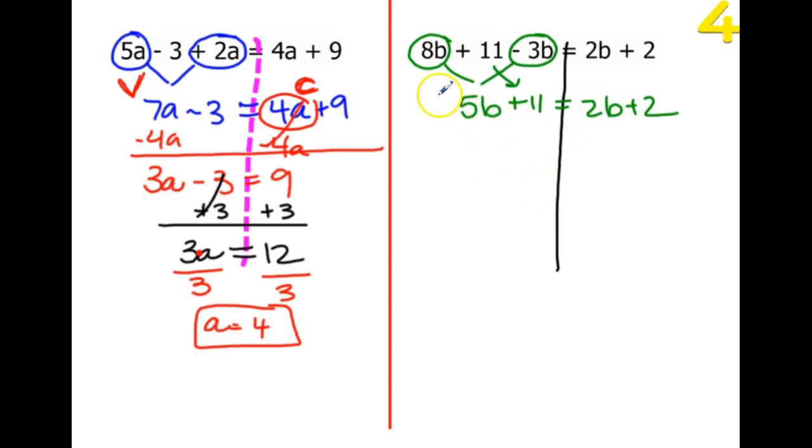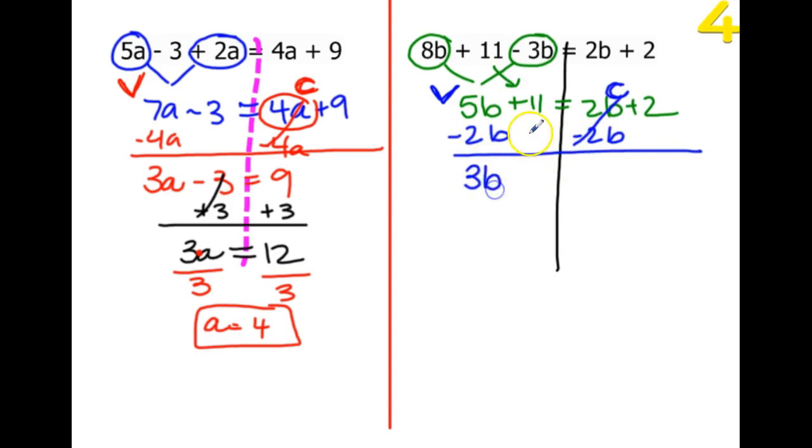Now we need all the b's on the same side. There's more over here, so I'm going to put my variable here and my constant over here. So I'm going to move this 2b, subtract 2b, positive, so subtract it. Those make 0. 5 minus 2 is 3b, plus 11 equals 2.